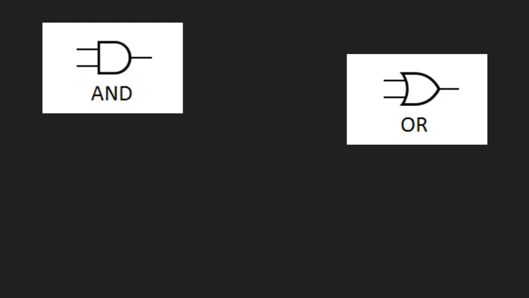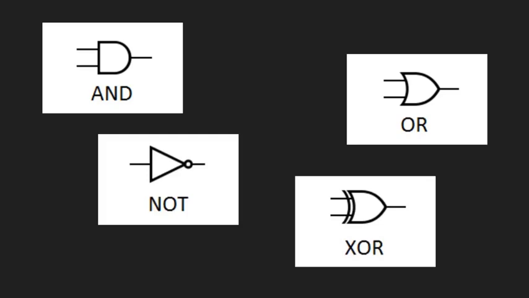The two simplest ones are AND and OR, which just tell you whether both inputs are on, or whether one of the inputs is on. And then there's also the NOT gate, which just flips the value, and the XOR, which tells you if one of the inputs is on, but not both.